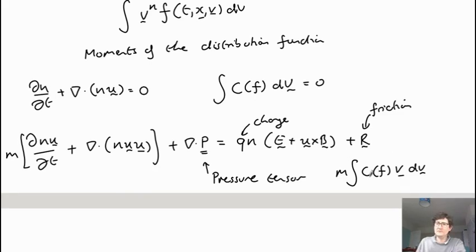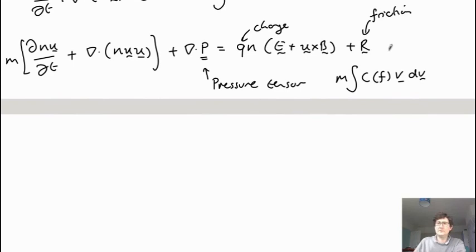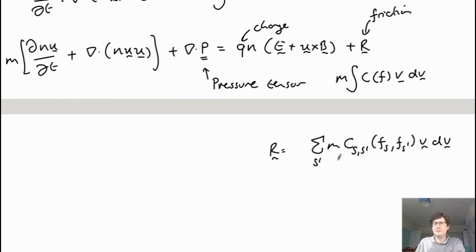And because this collision is made up of lots of individual collisions with different species, we can write this as a sum. So R is the sum over all other species. We have the mass, then the collision between S and S prime, F of S and F of S prime, times V dV. And of course, the momentum must be conserved.